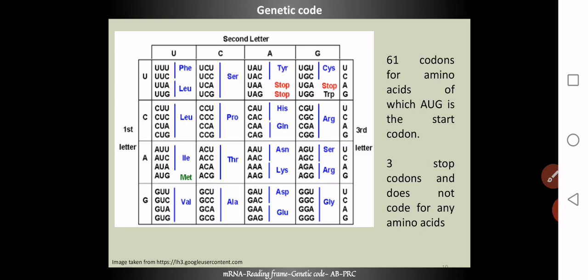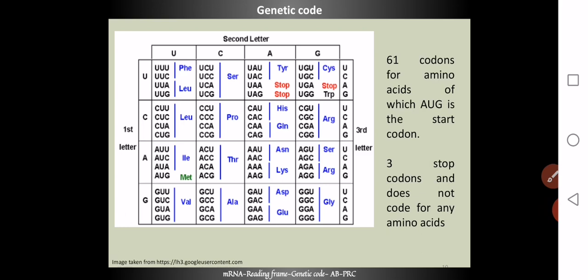So out of the 64 codons, 61 codons code for amino acids. That means of the 64, the 61 codons are meaningful, right? And of the 61, one codon will act as the start codon. That is AUG, which codes for methionine, and that is the start codon.